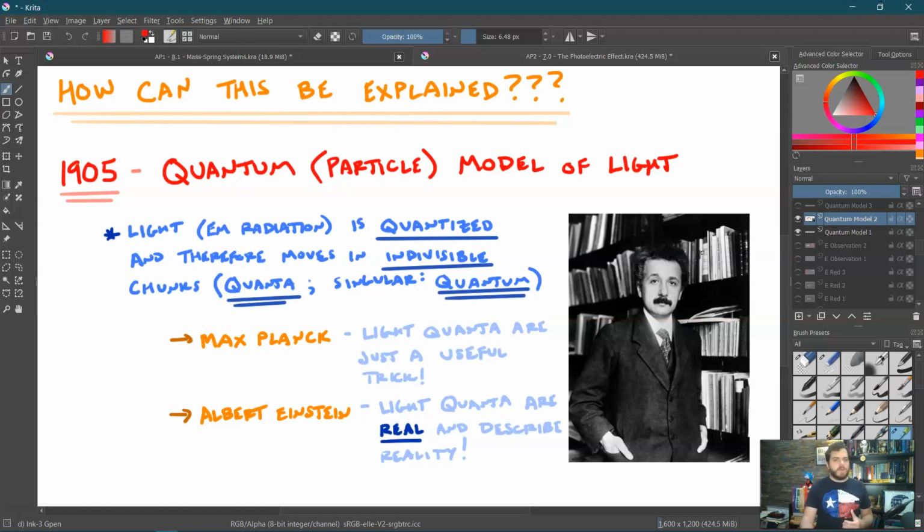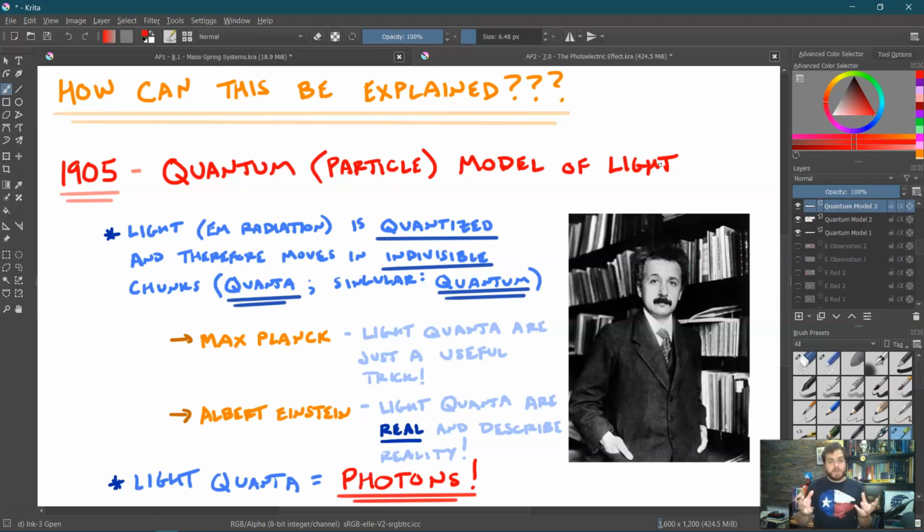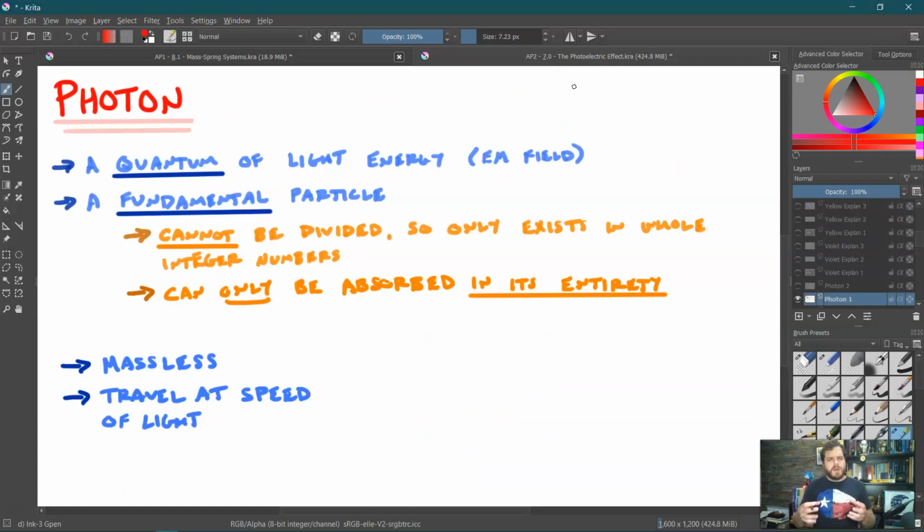And this particle model of light you're actually familiar with, even though you don't realize it, because light quanta, these light chunks, are known as photons. So a photon is a quantum of light energy. It's a particle of light energy, or a quantum of what is known as the electromagnetic field. It is a fundamental particle that is indivisible.